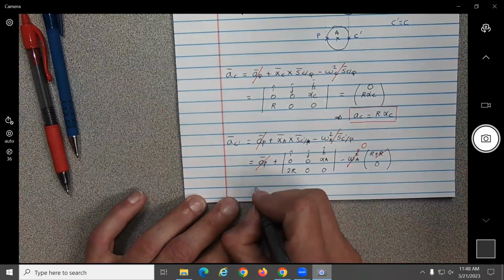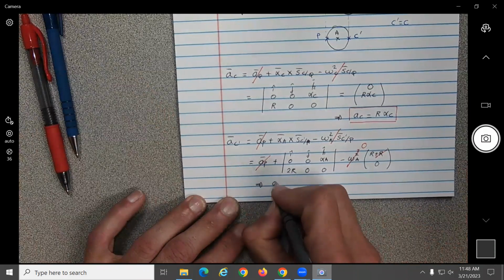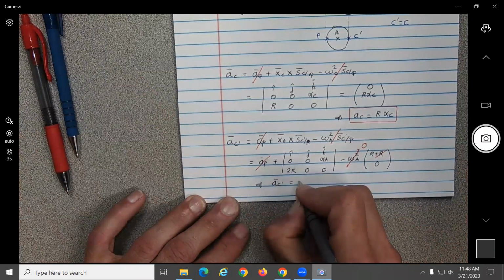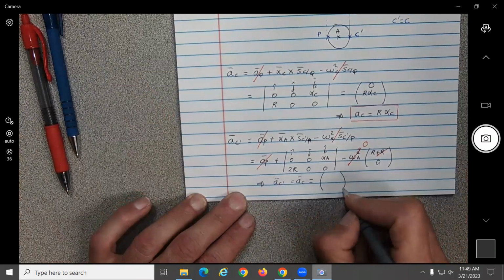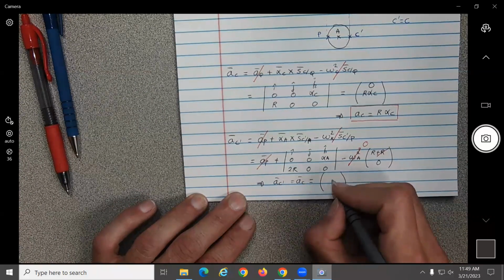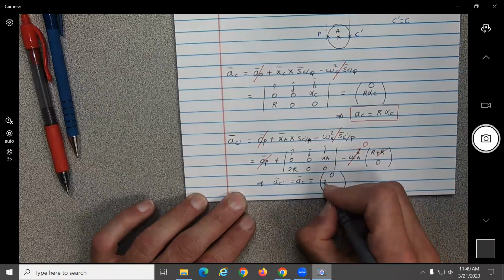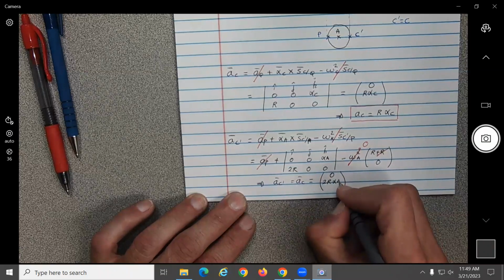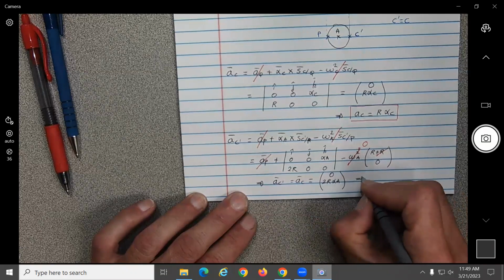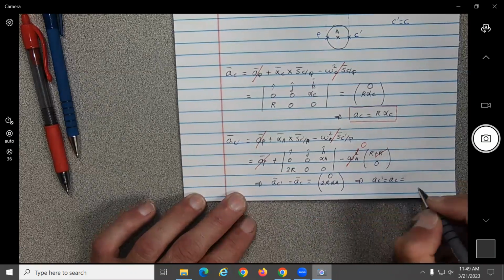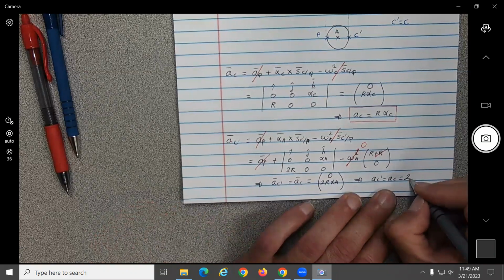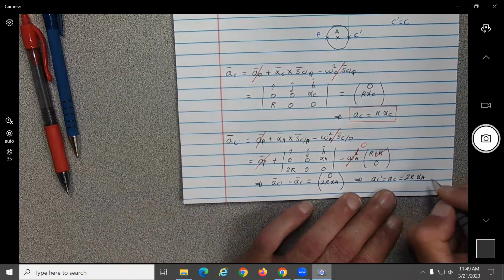So anyway, from here we'll get the acceleration of C prime equal to the acceleration of C. This will give us 0 and 2R alpha A, or this will give you acceleration of C prime equals acceleration of C equals 2R alpha A.